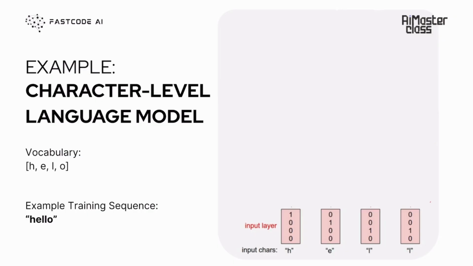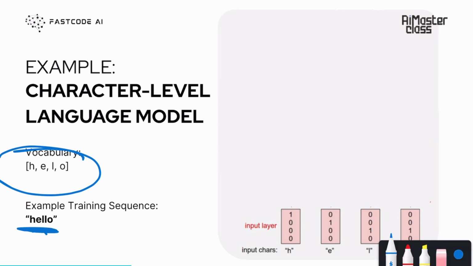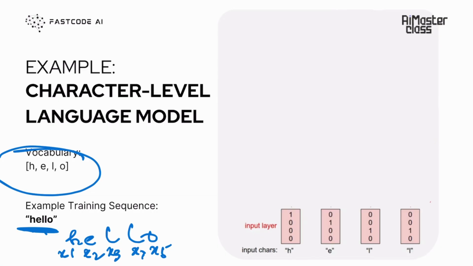So let's concretize it. Let's say we have our vocabulary, right? So we will never do this in practice, but let's say our vocabulary is only these 4 letters H, E, L, O, and we have this training sequence, hello. So we have these letters H, E, L, L, O. So this is X1, X2, X3, X4 and X5. So this is what we want our model to learn. This is our training data.